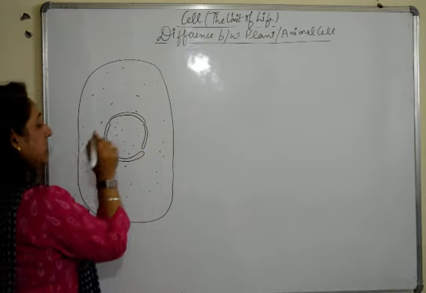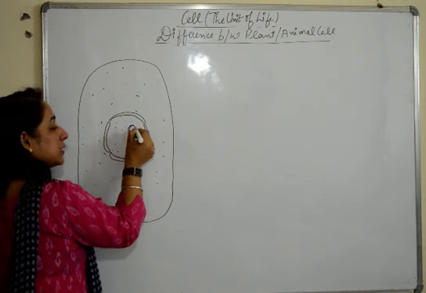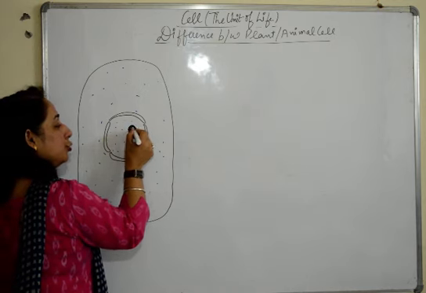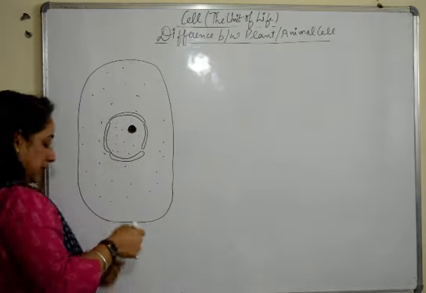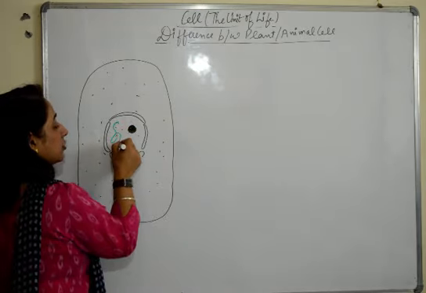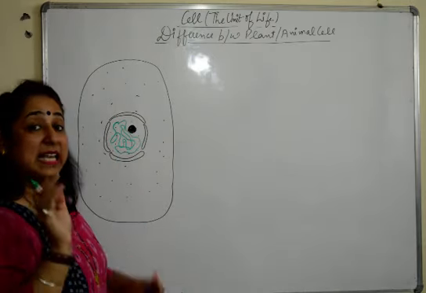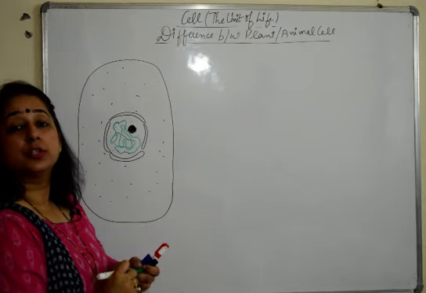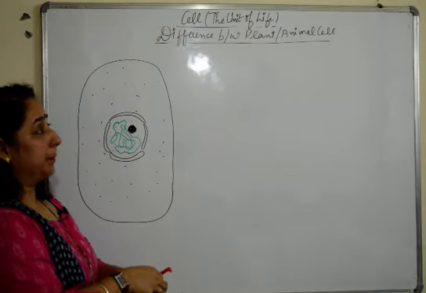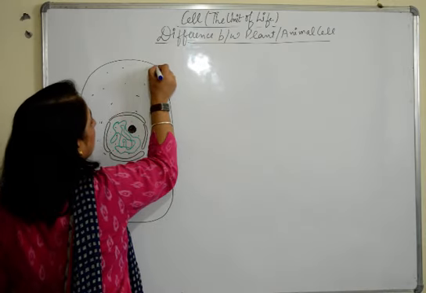nucleoplasm. Plus there is a very dark stained body known as nucleolus. Plus there are thin thread like structures known as chromatin material. These are the three main components of the nucleus. I'll label them and then we'll start with the labelings of the others.